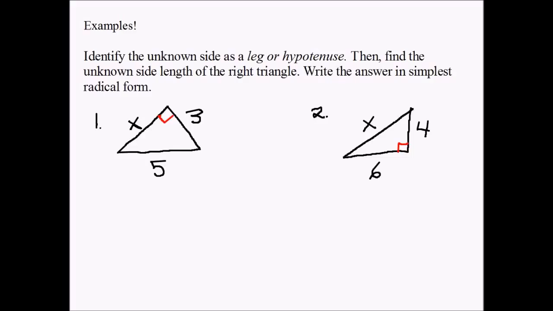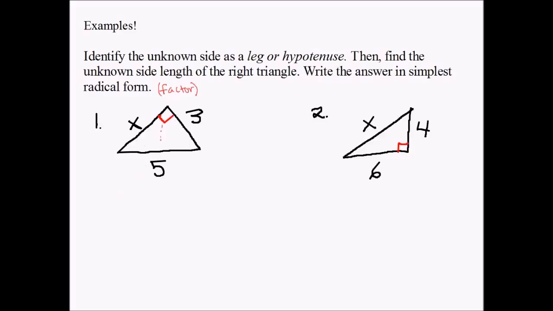So identify the unknown side as a leg or hypotenuse, and then find the unknown side length of the right triangle. Write the answer in simplest radical form. So this is basically when you factor something. Okay, so right here, the unknown is going to be x.